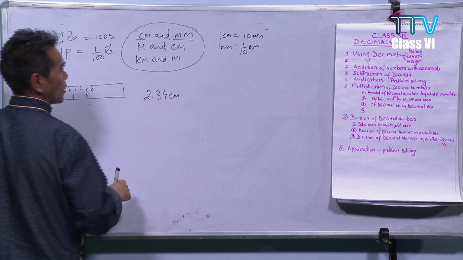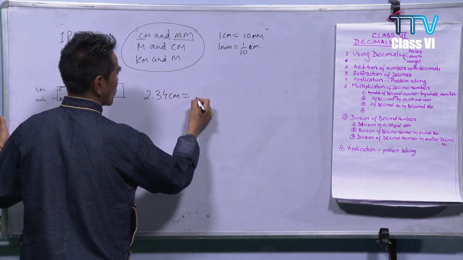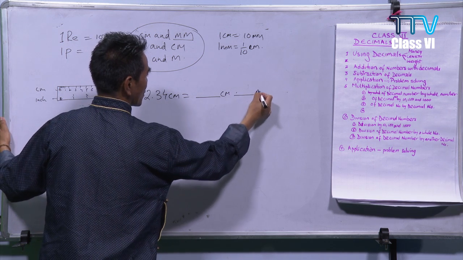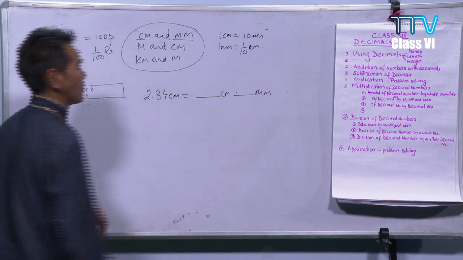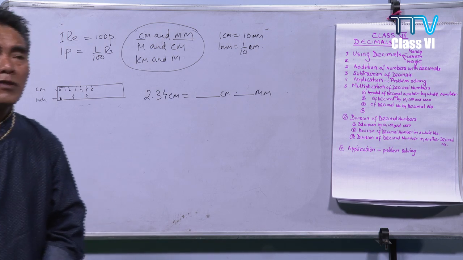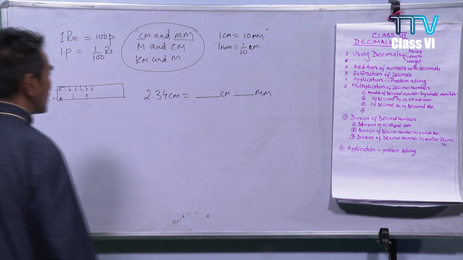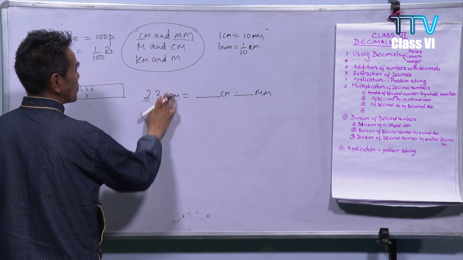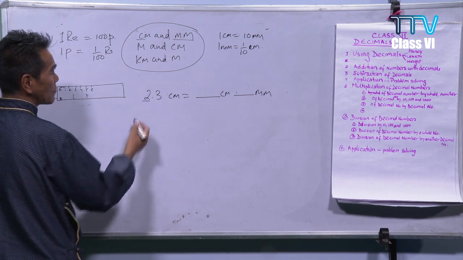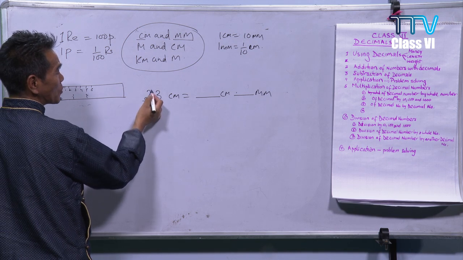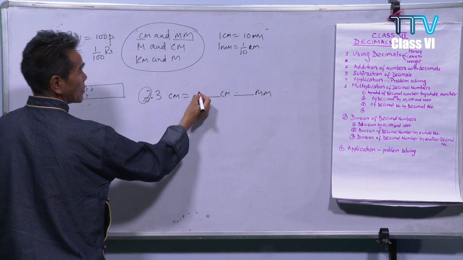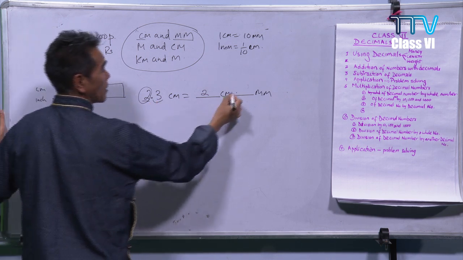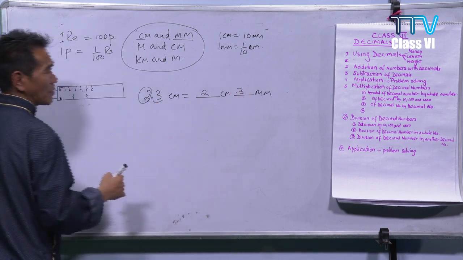2.34 centimeter. Okay, you change to centimeter and millimeter. 2.34 centimeter is... and 2.3 centimeter. Decimal point: we have 2 centimeter, and after the decimal point, 3 millimeter.